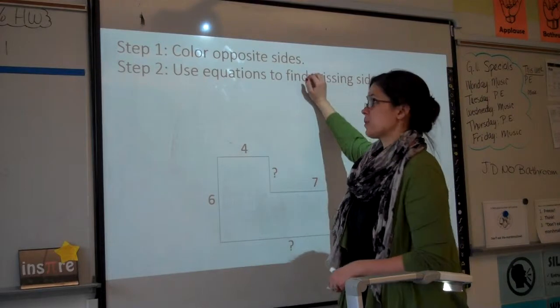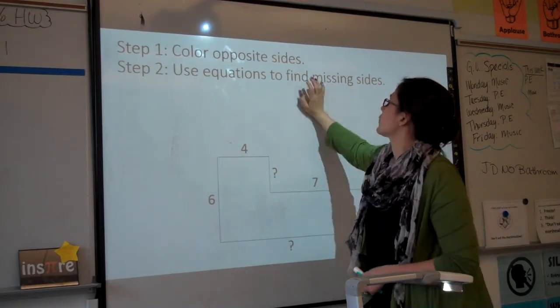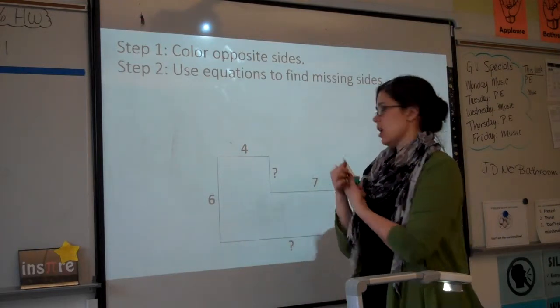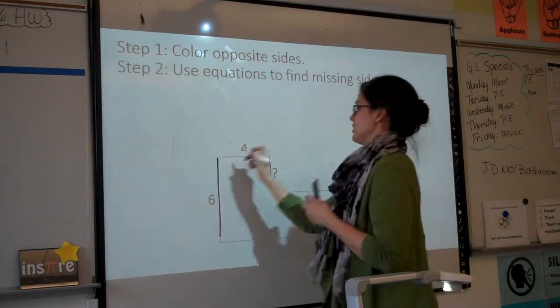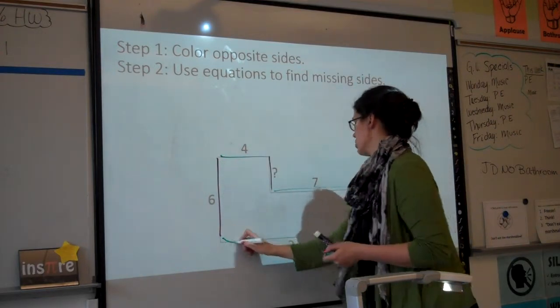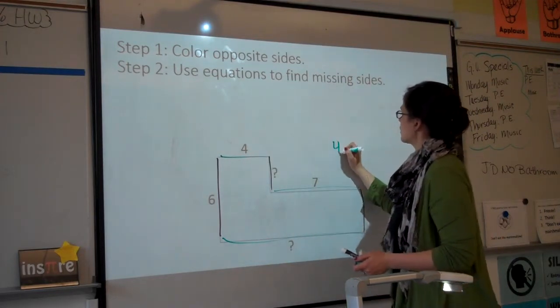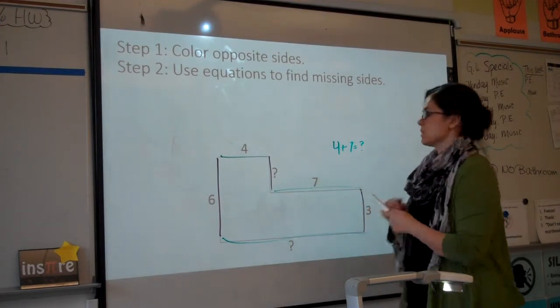So the steps that we're going to start with are the same steps as we learned yesterday. We're going to color opposite sides, and we're going to use equations to find missing sides. So this is actually the same shape we did yesterday, right? We colored these purple, we colored these blue, and then we set up equations. 4 plus 7 equals question mark, and question mark plus 3 equals 6.